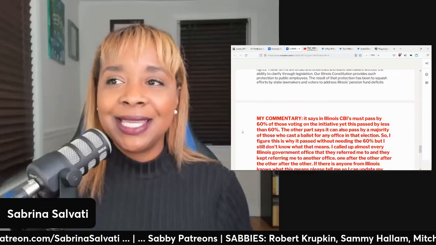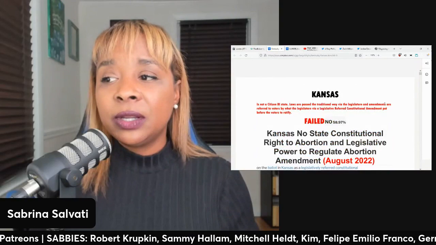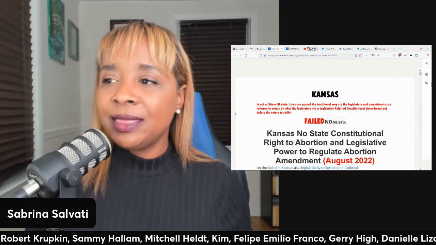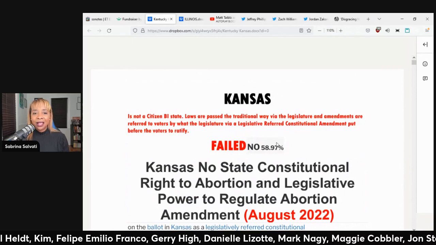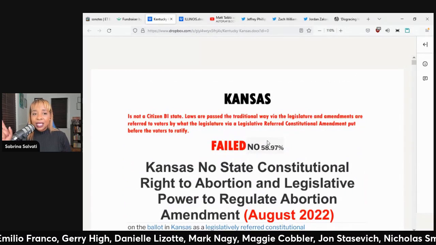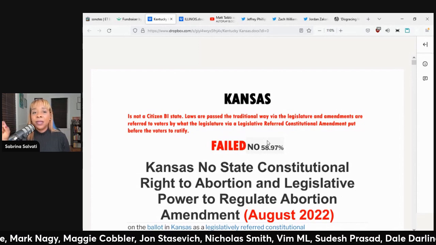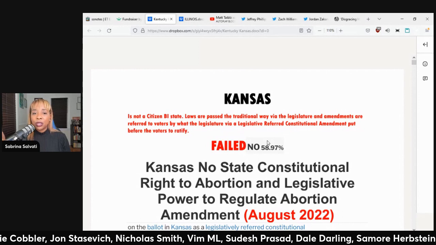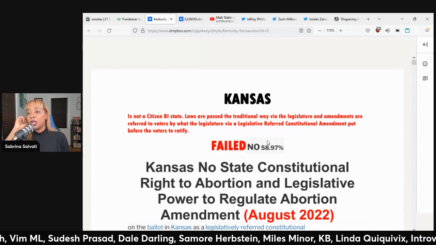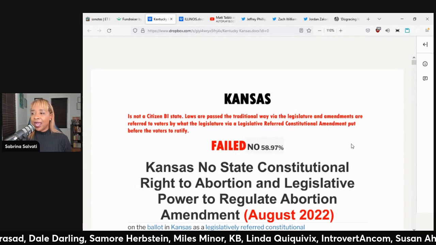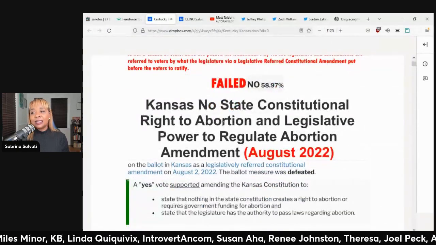So that is Illinois. Now let's check out Kentucky and Kansas. Now, these are interesting. We're going to start off with Kansas. Kansas is not a citizen ballot initiative state. This one's important. Laws are passed the traditional way via the legislature, and amendments are referred to voters by the legislature, via a legislative referred constitutional amendment, put before the voters to ratify. So just keep that in mind. It's different in Kansas. This is the biggest one.